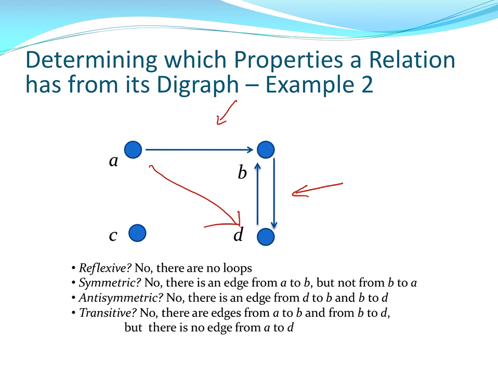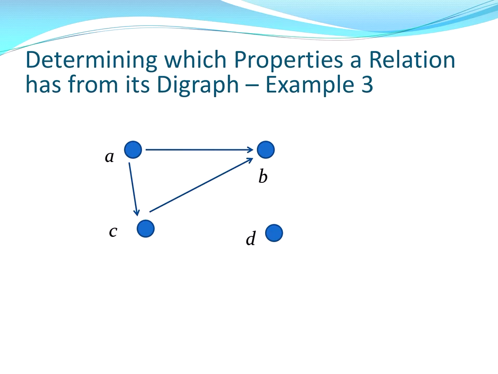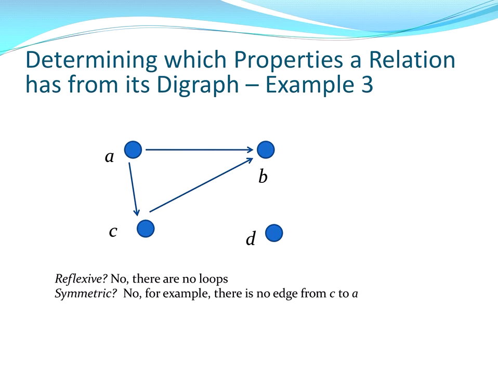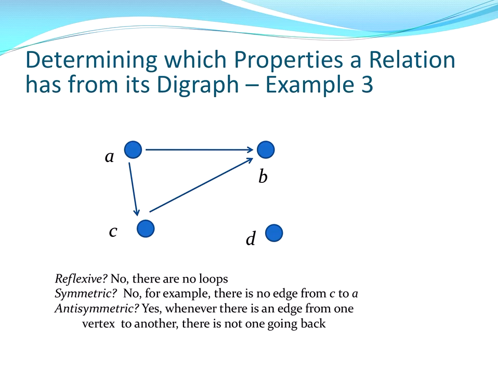All right, next example. Clearly no loops at every vertex, so it's not reflexive. It's not symmetric because I have arrows going from C to B and not returning. And then it is antisymmetric because every time I have an arrow going between vertices, there's not a return arrow. Is it transitive? I have AC and CB, and AB is in the relation, so it does appear to be transitive, and it is.